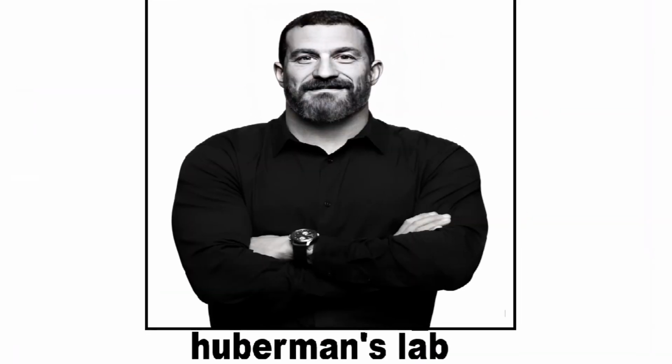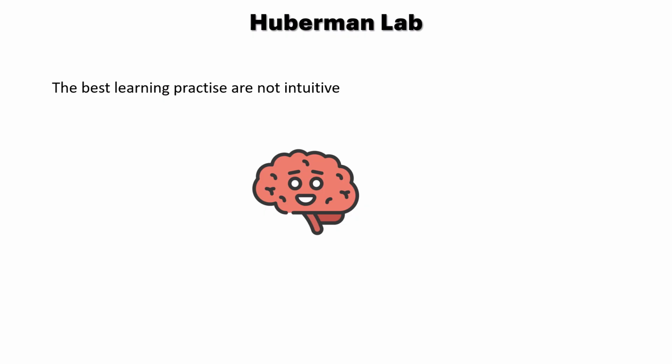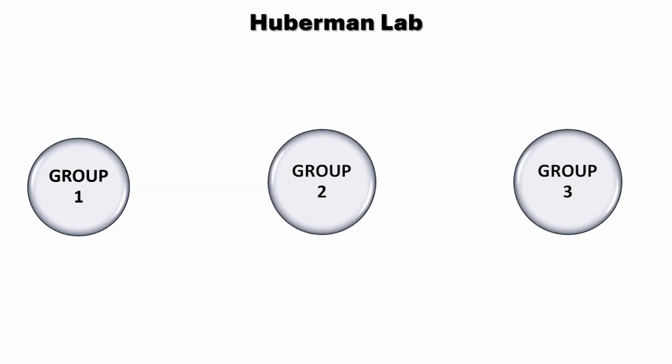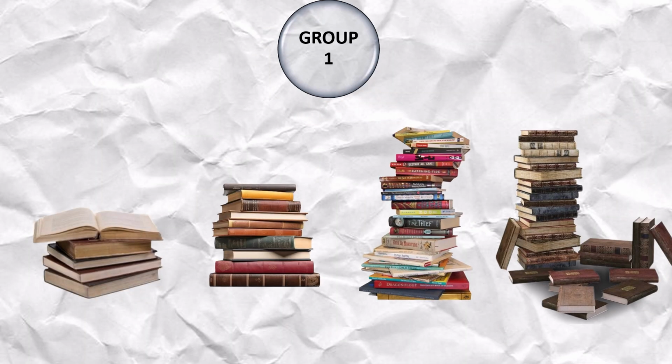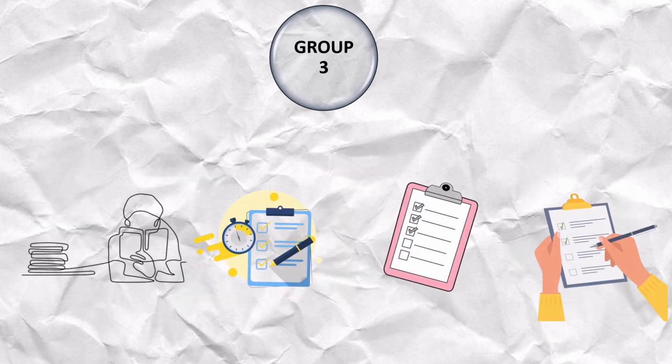Huberman Lab: one of the recent studies shared by Andrew Huberman revealed something surprising. The best way to study is not what you think. The best learning practices are not intuitive. For illustration, Huberman compared 3 groups of students. Group 1 would study, and study. Group 2: study, then take a test. Group 3: study, take a test, take a test again, and finally take a test.